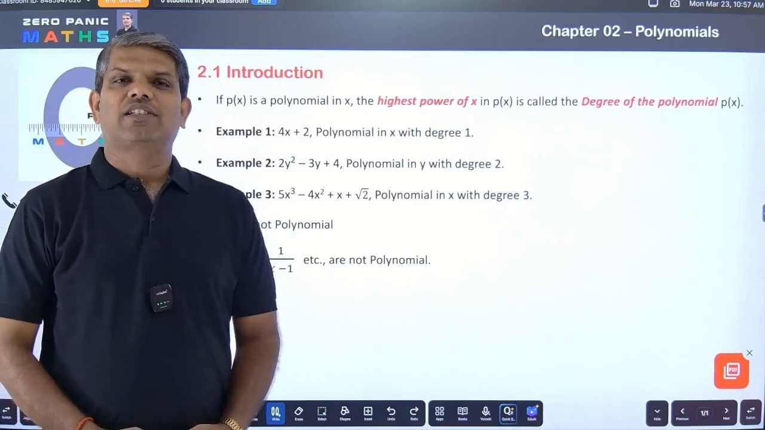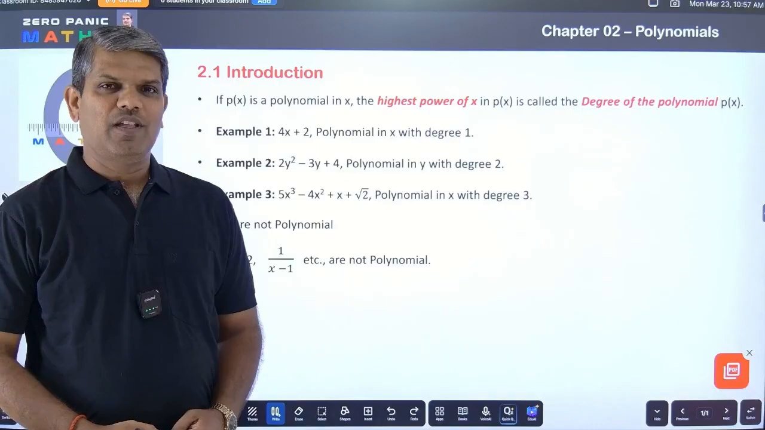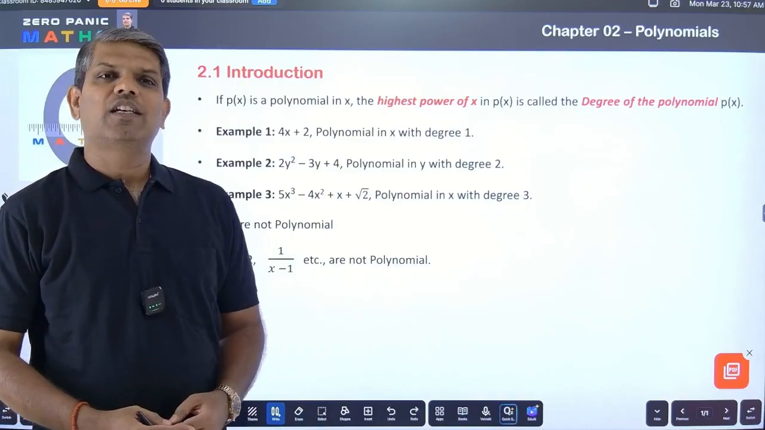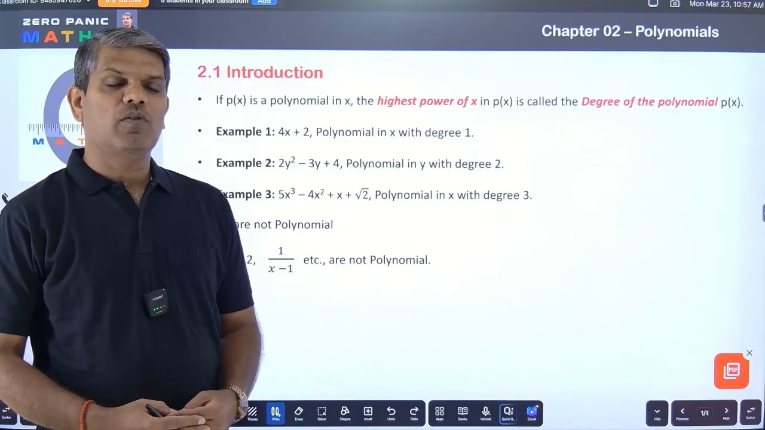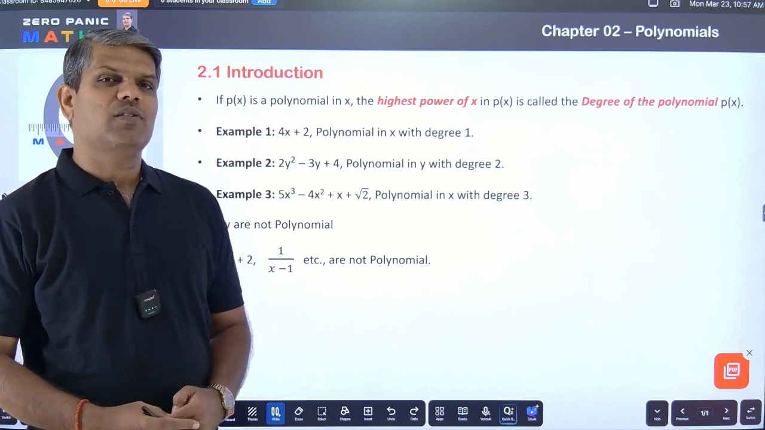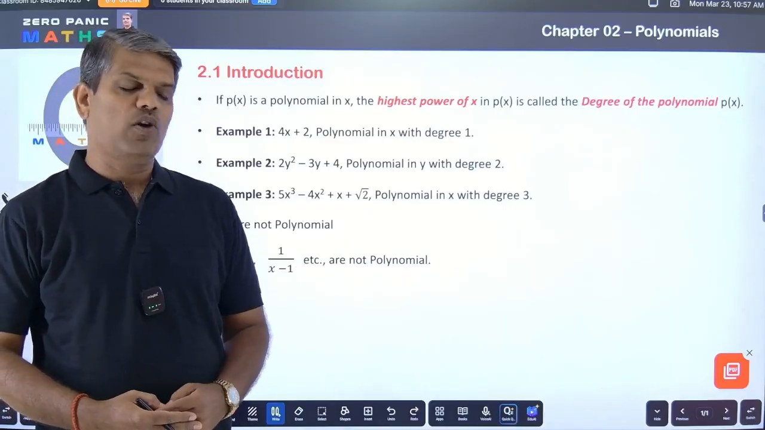In today's session, we are going to start with a new chapter, Chapter 2, Polynomials. In this chapter, we are going to see the different kinds of polynomials, different features of the polynomial, and finally, some important geometrical characteristics of the polynomial. So let us start with the definition of the polynomial.